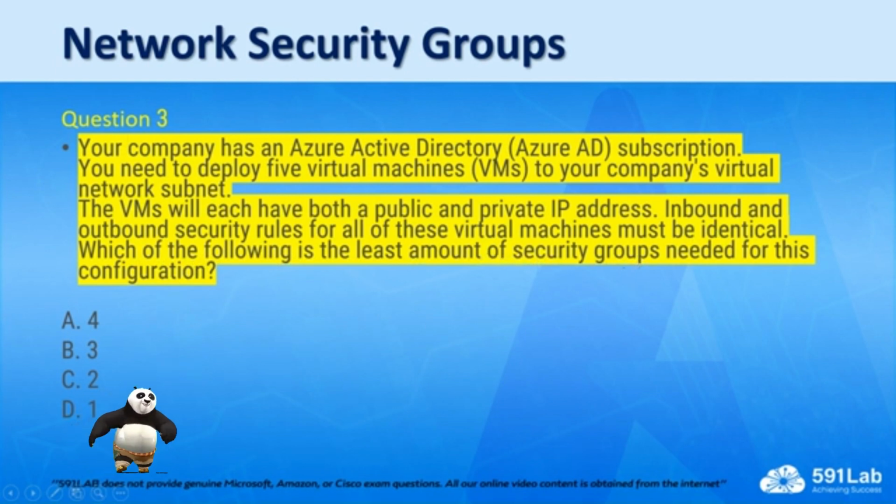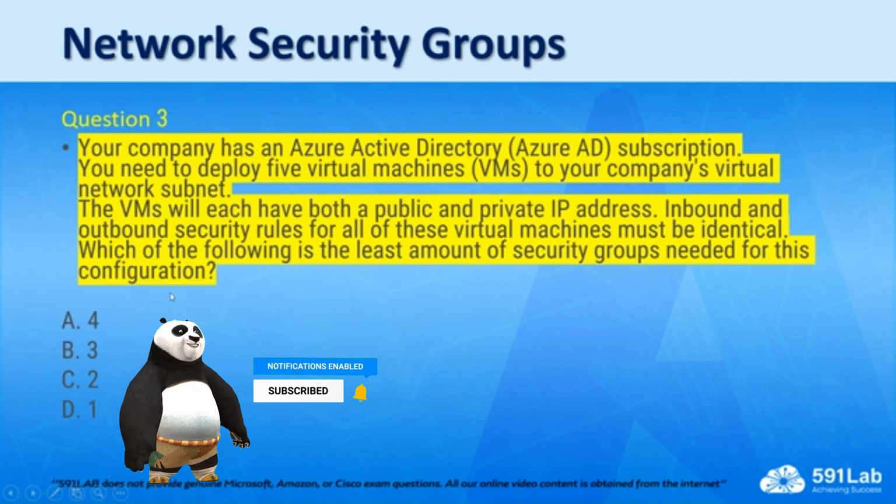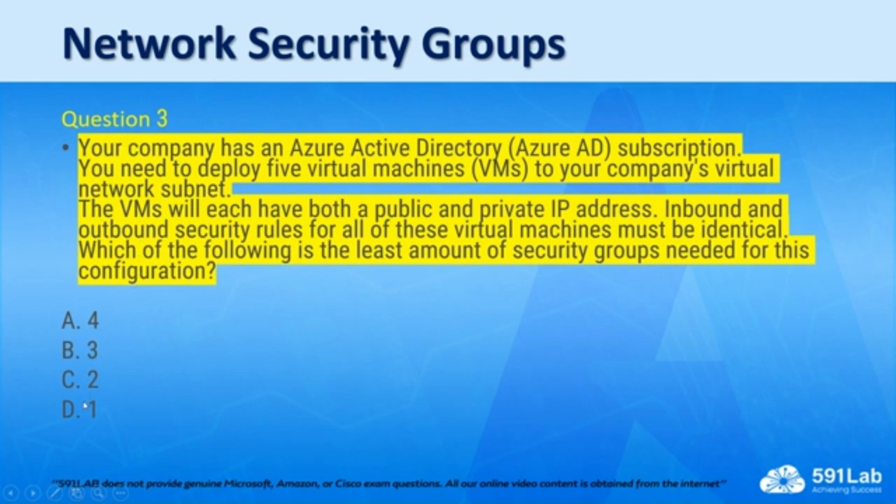So as we've seen, the answer here will be 1, because the NSG needs to be attached to a subnet. That's the recommended way, and we only have one subnet here. So that is the reason why we are going with one NSG that will need to be attached. It's not 4, it's not 3, it's not 2, it's only 1.